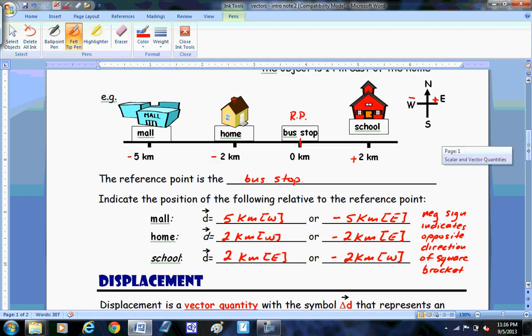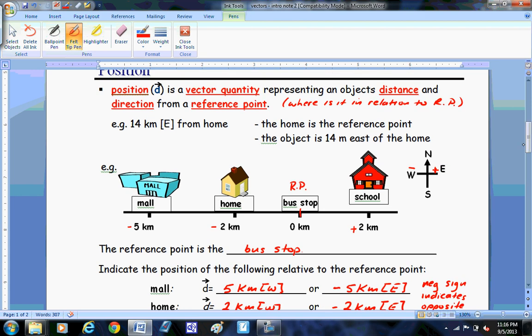Before we go on, let's go back up a little bit and look at this example here, where I indicated that my position is 14 kilometers east from home. A way we can write this down is to use the letter D symbol, arrow on top. That means position. So this is your position, and my position is 14 kilometers east in this previous example. I just want to review this symbol here.